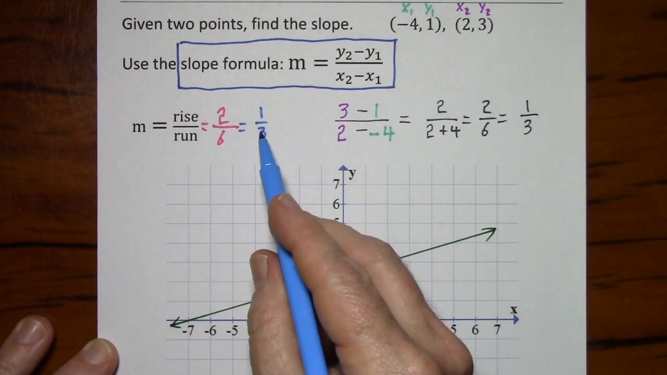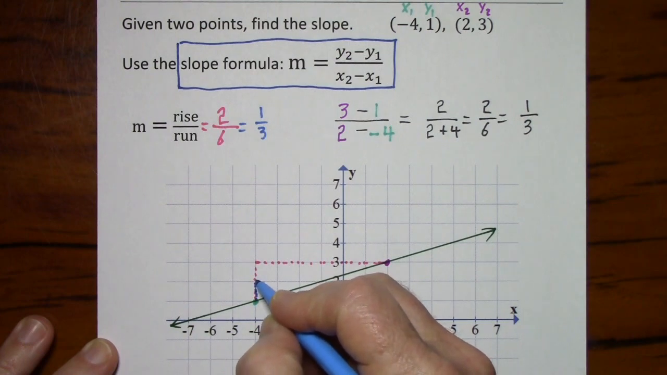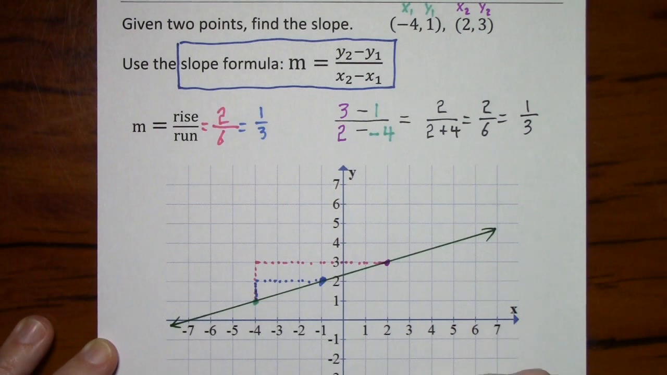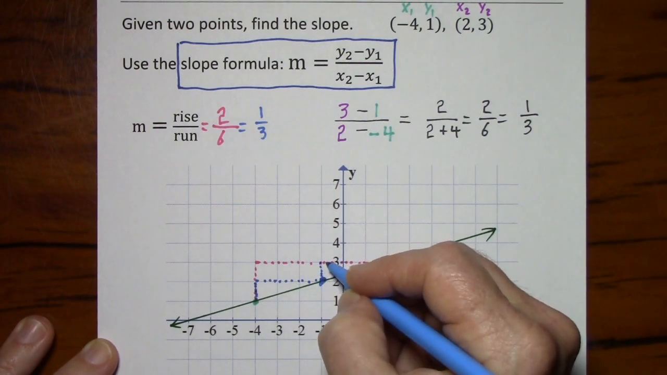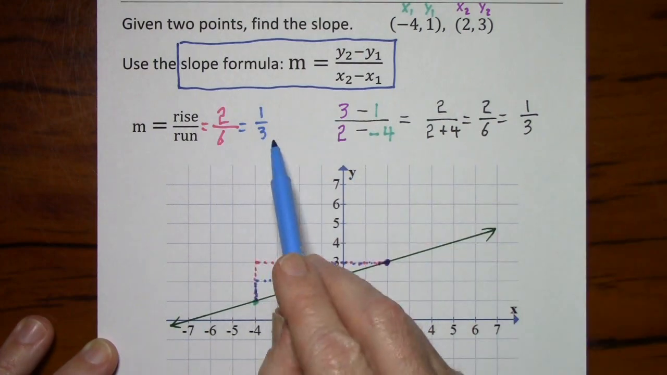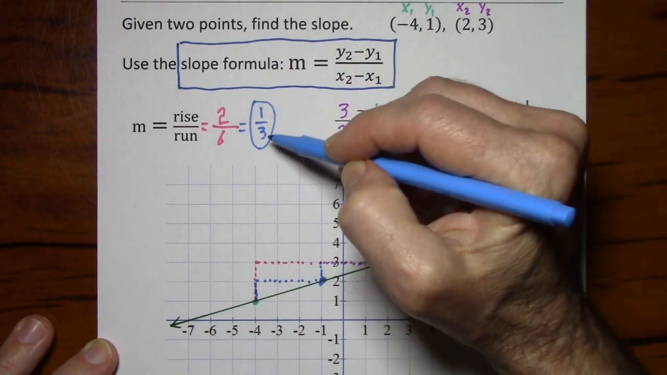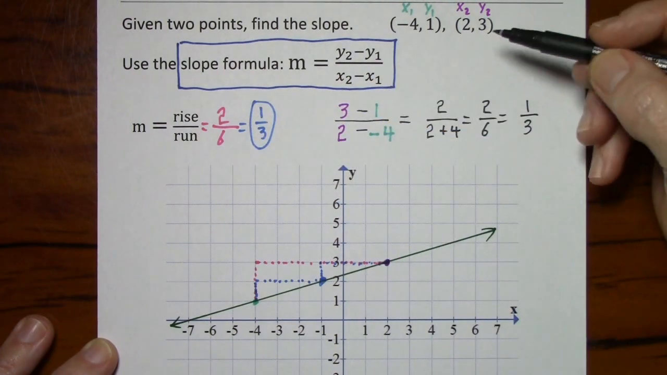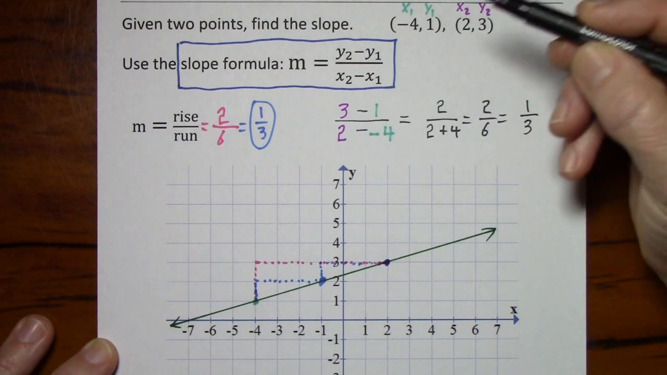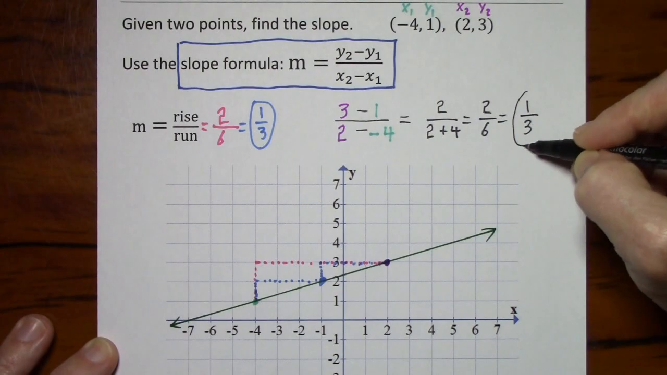Let's see what happens when I try a slope of 1/3. That means I go up 1 and over 3. I land right on the line. Up 1, over 3. So either way, I have the correct slope. We would expect it in simplified form. So in review, if you're given 2 points and asked to find the slope, you'll use the slope formula, and anytime you have a fraction, you simplify it.